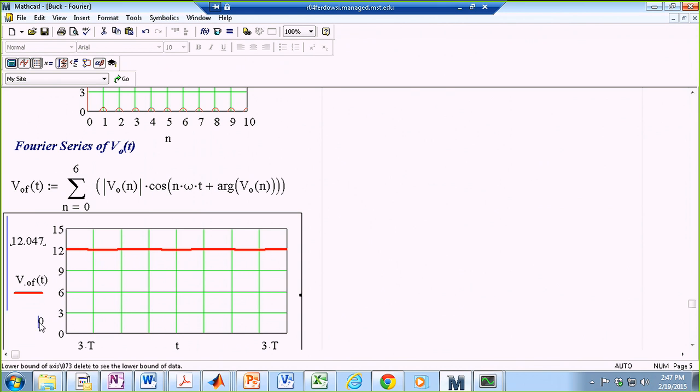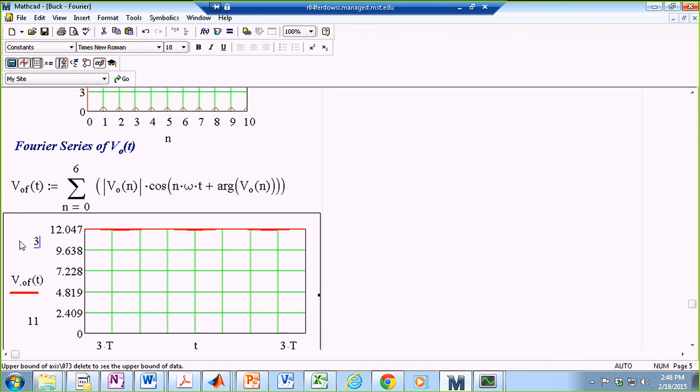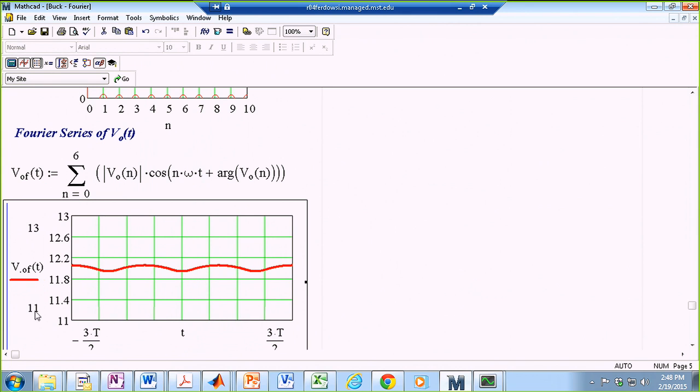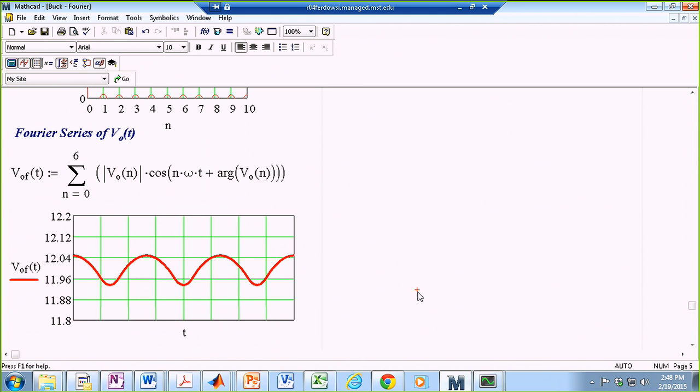If you zoom in, let me just, for instance, do it from 11 to 12 or maybe 13. All right, so you can identify, maybe zoom in a little bit more, like 11.8 to 12.2. So you can see the similar pattern that you have seen in a MATLAB simulation, for instance. You can see that this also appears in your output voltage.